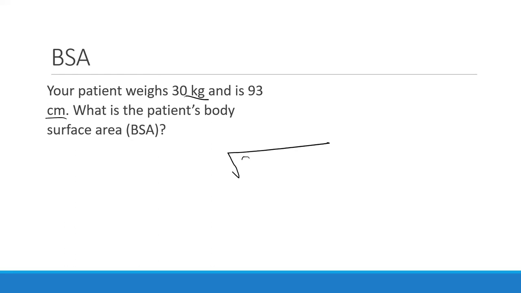Sorry, my pen's not wanting to work with me. We've got 30 kilograms times 93 centimeters, all over 3,600. I'm going to put parentheses here and here to remind me that I have to do the math on the inside first.